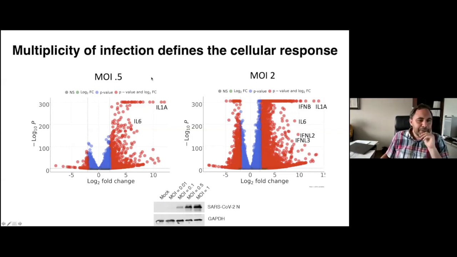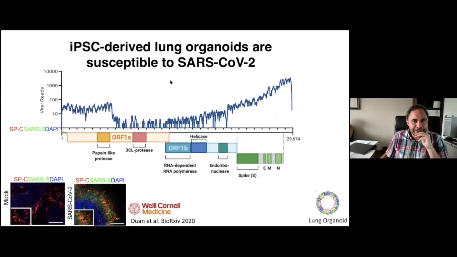This data can also be generated by, of course, non-transformed cells. So these are lung organoids, which is a nice model to look at replication. They're depicted down here, so they express ACE2, and here you can see staining for SARS spike protein. And again, you can appreciate that we have full coverage of virus. We have a higher peak at the end, demonstrating the accessory proteins.